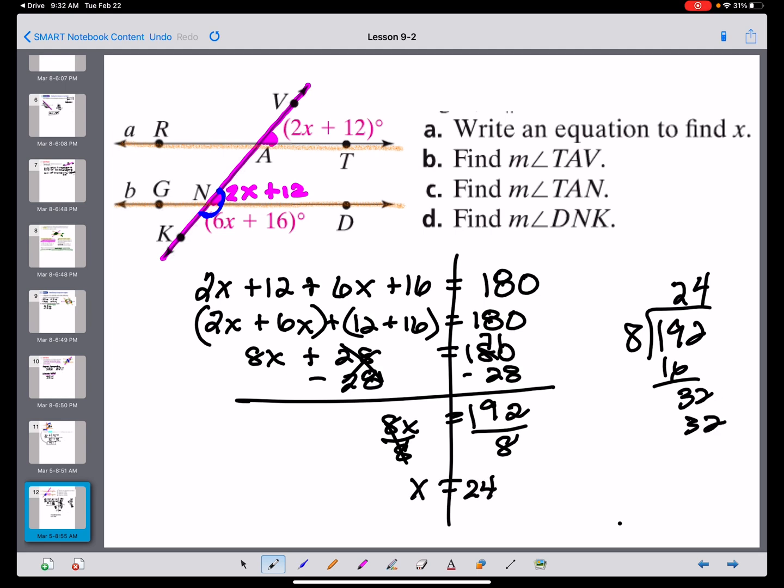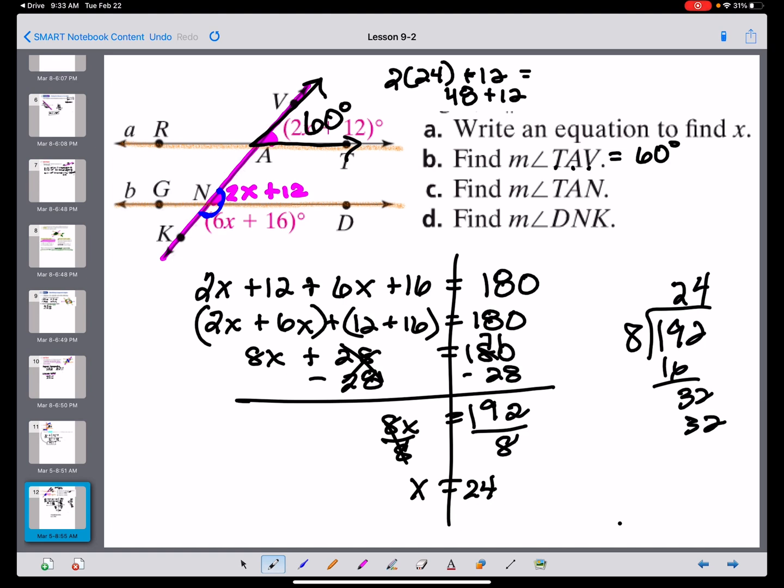Now if I know x is 24, first I want to find TAV. TAV is right here, which is 2x plus 12. So 2 times 24 plus 12. 2 times 24 is 48 plus 12 gives me 60. This is a 60-degree angle.